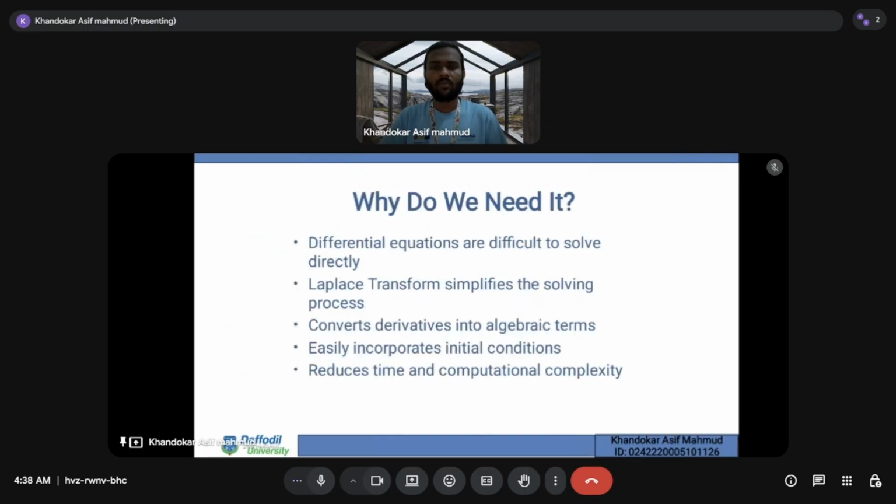Then why do we need it? Differential equations are difficult to solve directly. Laplace transform simplifies the solving process, converts derivatives into algebraic terms. It easily incorporates initial conditions. It also reduces time and computational complexity.